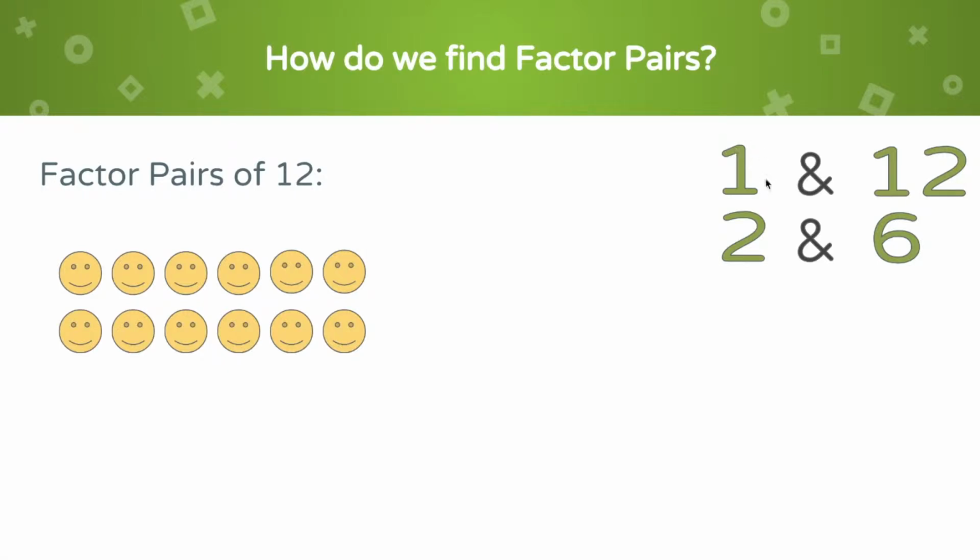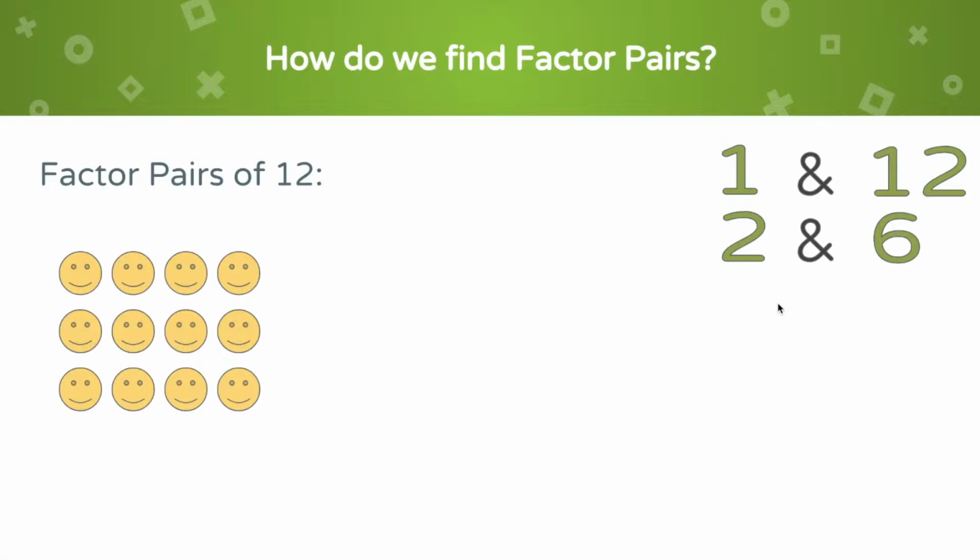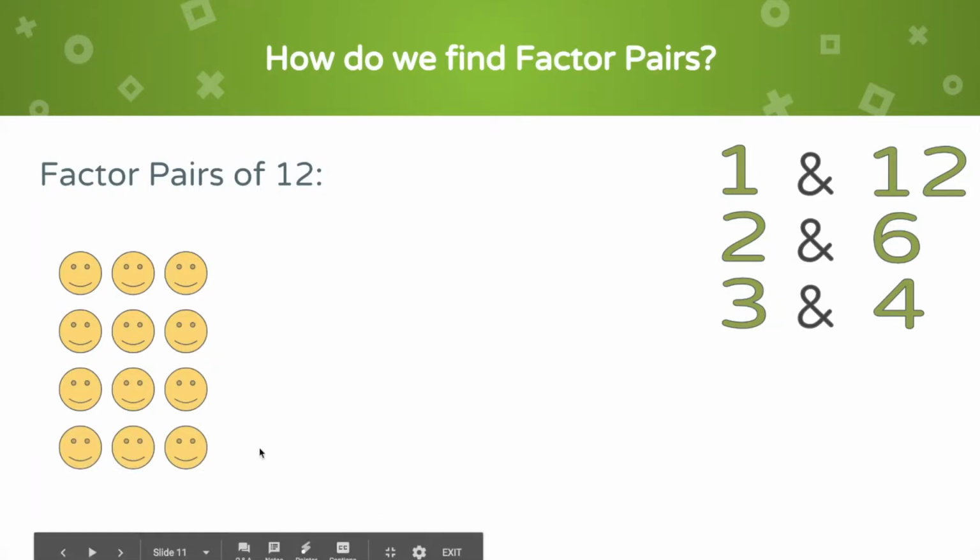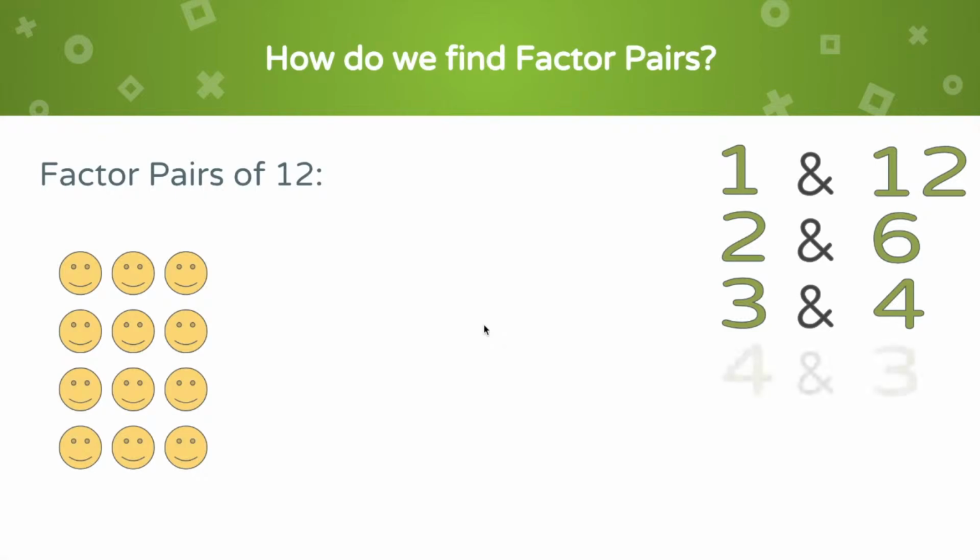We tried 1, we've tried 2, let's try 3. If we put them in 3 lines, 1 line, 2 lines, 3 lines, each of those lines is going to have 4. So we know that 3 and 4 go together. We've tried 1 line, 2, 3, let's try 4. If I put 4 lines, 1, 2, 3, 4 lines, there's 3 in each one. 3, 3, 3, and 3. So we got 4 and 3.